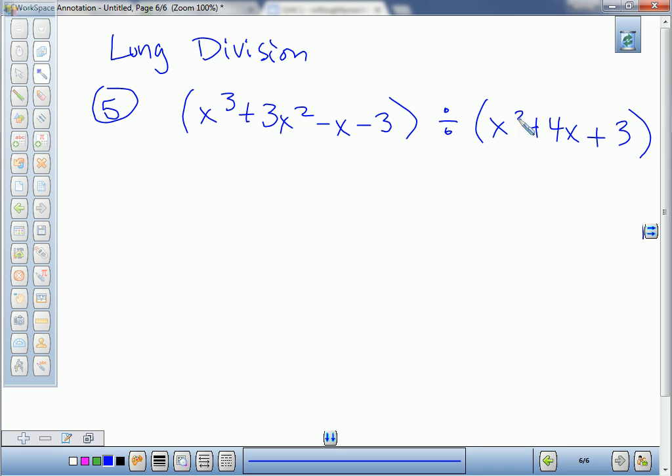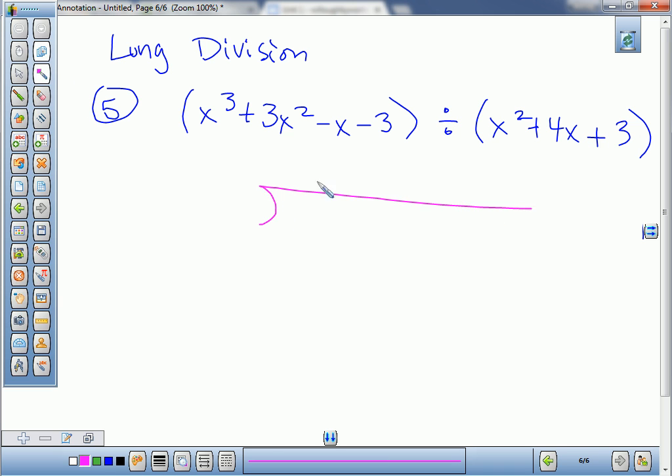This is a good problem for long division instead of synthetic, because if we look at this, the divisor is not a linear binomial with a leading coefficient of 1. This is a quadratic trinomial, so my divisor makes me want to try long division. When I set up long division, the divisor goes out here, and the dividend goes under here.